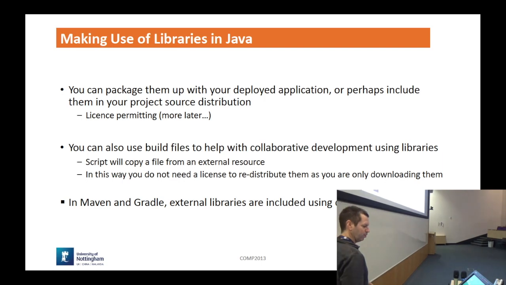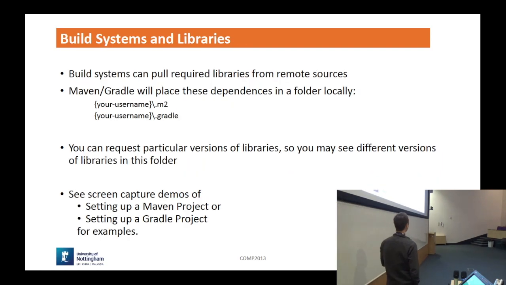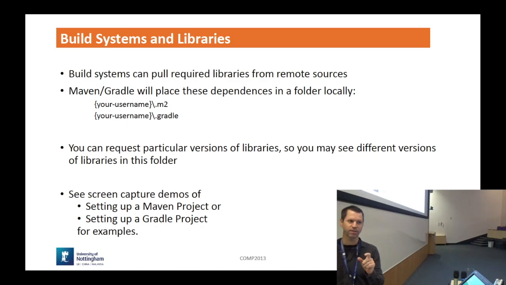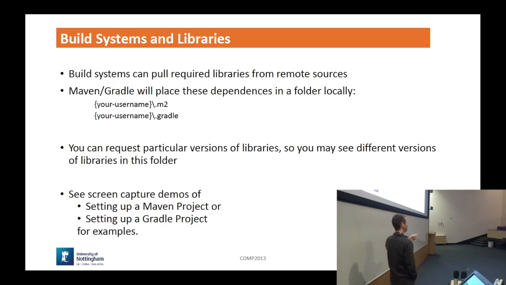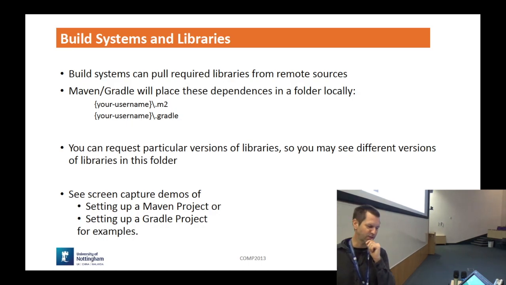Build systems can pull required libraries from remote sources. So when you're doing something new in IntelliJ, like making a project for the very first time or a Maven project for the very first time, you can see it downloading software in the background, the libraries it needs, before you actually can do it. And in the Git screen capture demo, I think I waited for like 10 minutes while it downloaded lots of libraries to get that working initially.